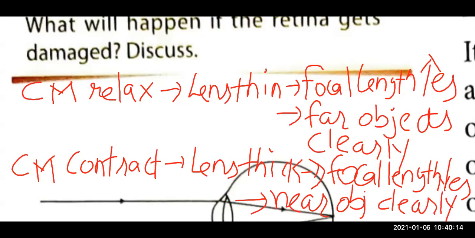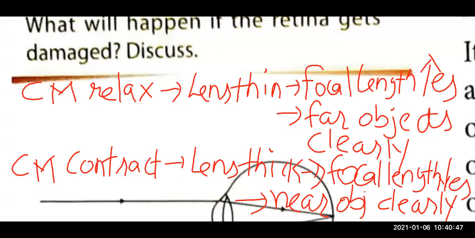You have to write this in your science book, wherever you find space at the top of the page. So please take a screenshot of this. When the ciliary muscles contract, the eye lens will become thick, the focal length will decrease and we are able to see the near objects clearly. So this ability of an eye to change the focal length of the lens so that it is able to see the objects clearly is called accommodation.